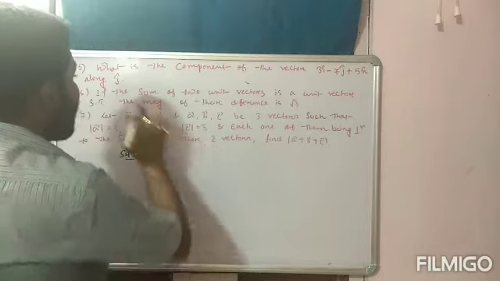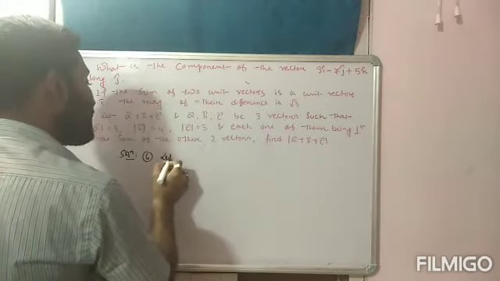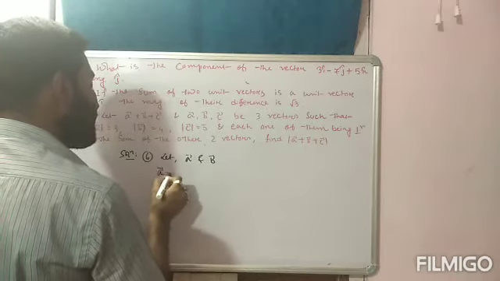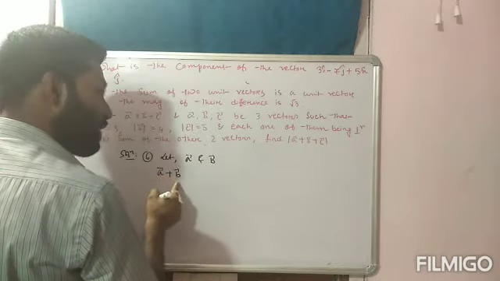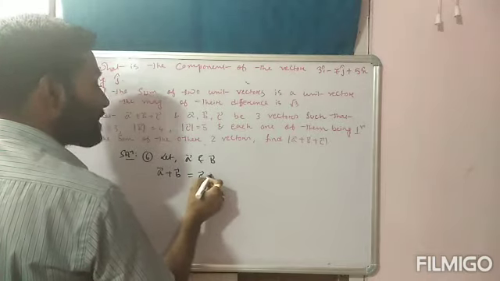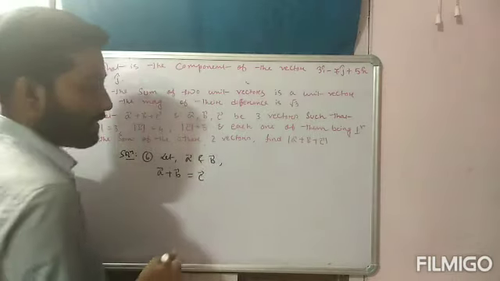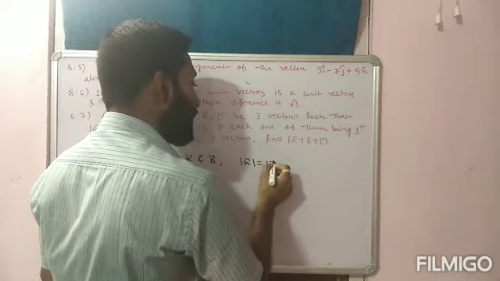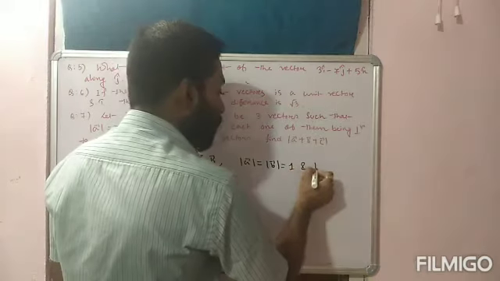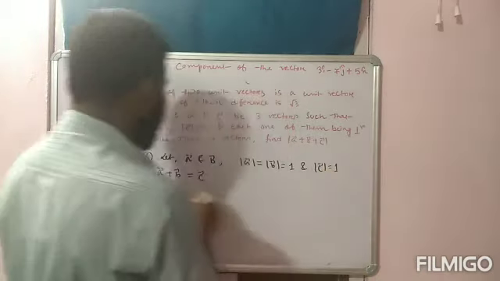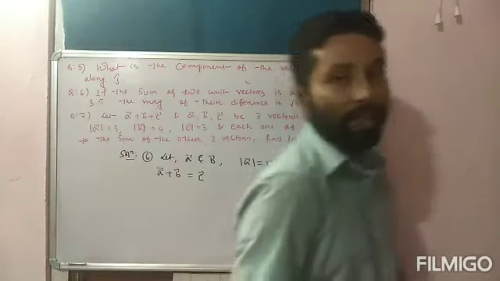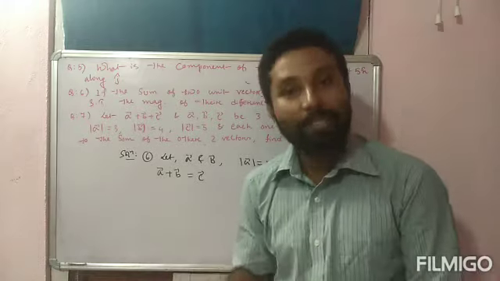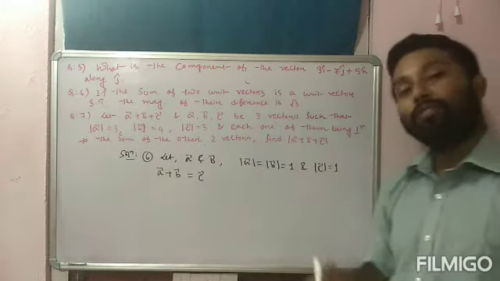According to the question, the sum of two unit vectors is a unit vector. Let the two unit vectors be a bar and b bar. Say c bar is also a unit vector. Since a bar and b bar are unit vectors, magnitude of a bar equals magnitude of b bar, which is always 1. Also magnitude of c bar is 1, because the sum of two unit vectors is also a unit vector. It is given in the question.